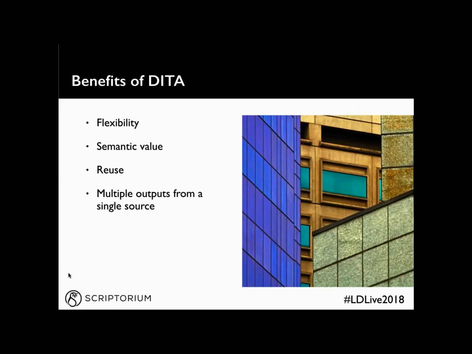And if you're producing multiple output types, but you don't have that separation of content and formatting, that means that you have to duplicate the content and reformat it for each different output type. And that involves a lot more time and effort than something like DITA where you just have one source. And it also introduces the possibility of errors.